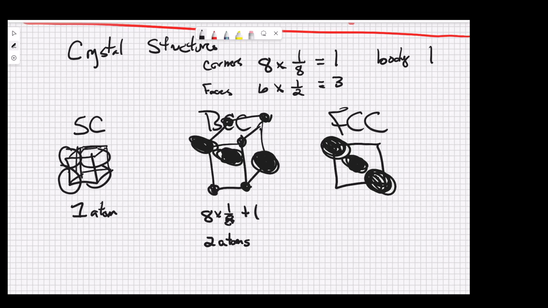Now what about face-centered cubic? Well, we've got 6 faces, each giving us half an atom. That's 3. And then we've got 8 corners, each giving us 1/8 of an atom. That's 1. So we've got 4. Four atoms in a face-centered cube.